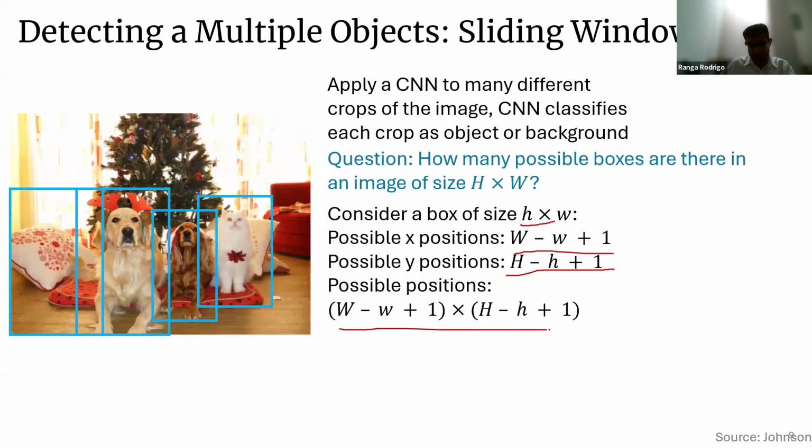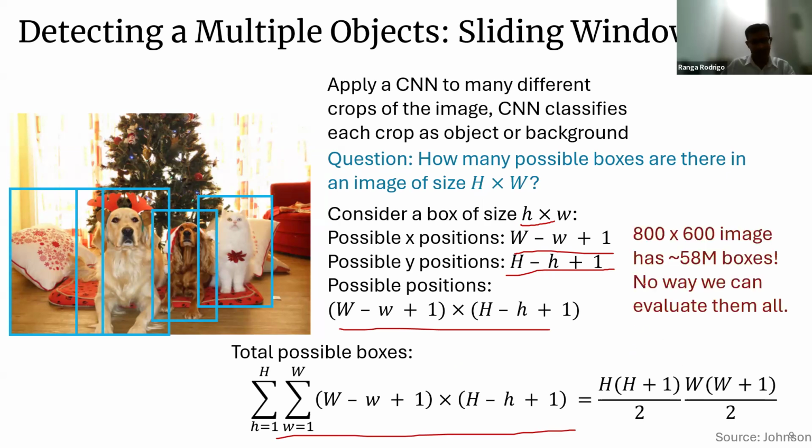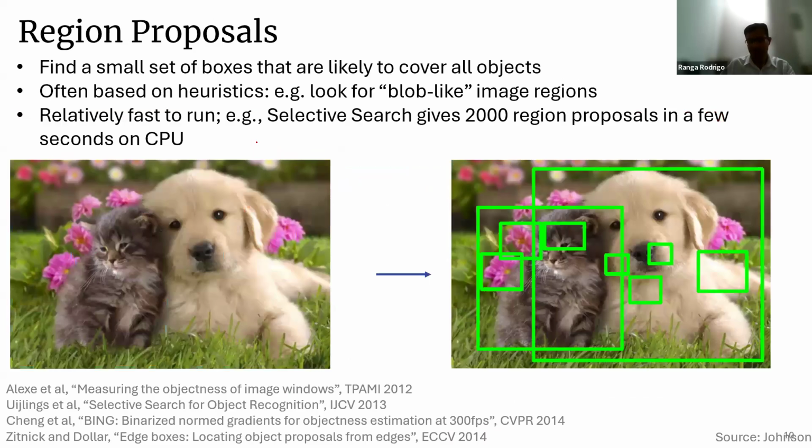Possible positions are these, and there can be different sizes also. Total possible boxes, it turns out to be this much. So it's a massive number. For an 800 by 600 image, 15 million boxes. You can never finish computing this. So therefore, sliding window approach is not correct for this.